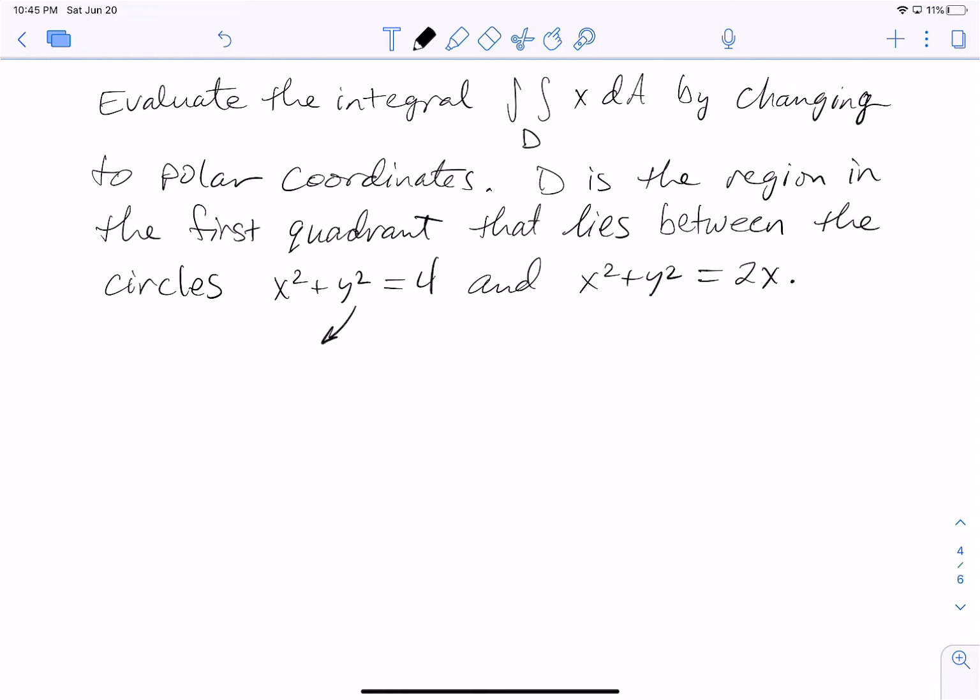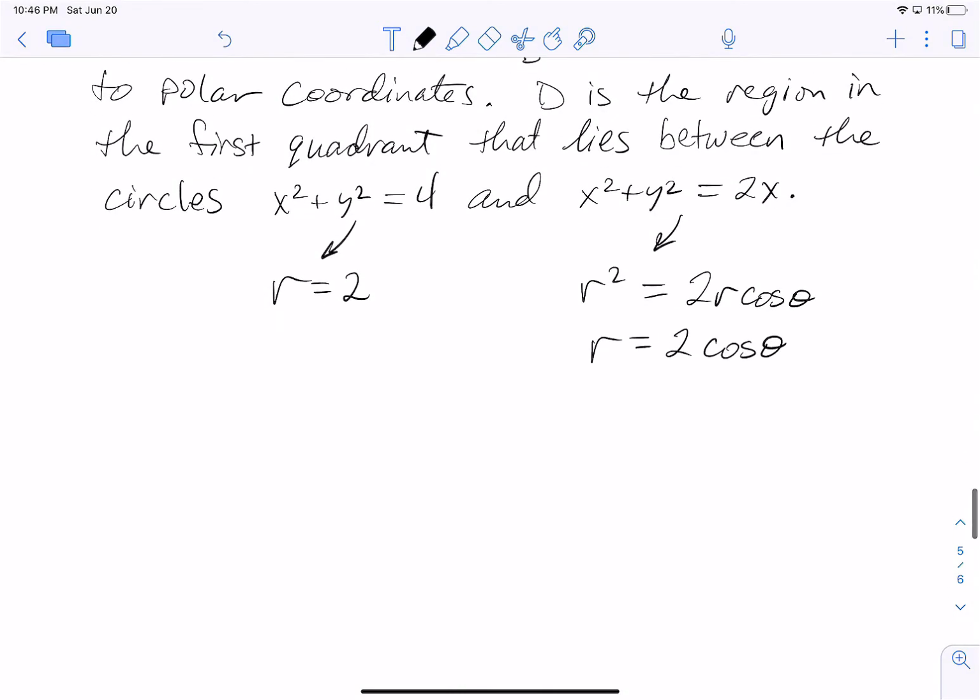x squared plus y squared equals 4 has the equation r is equal to 2. x squared plus y squared equals 2x. Well, on the left, we can replace x squared plus y squared by r squared. On the right, 2x becomes 2r times the cosine of theta, and so we have r is equal to 2 times the cosine of theta.